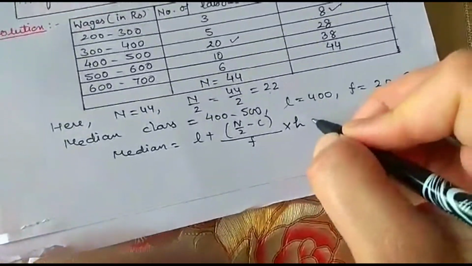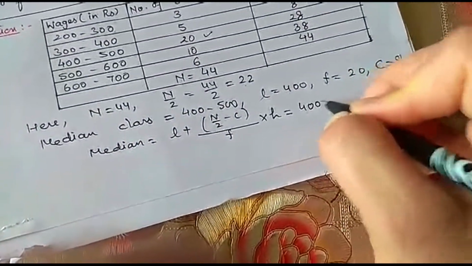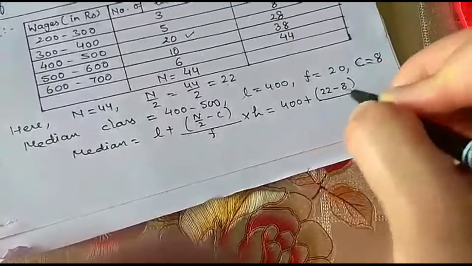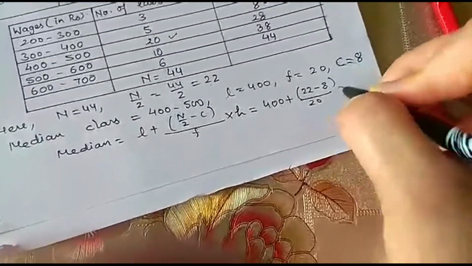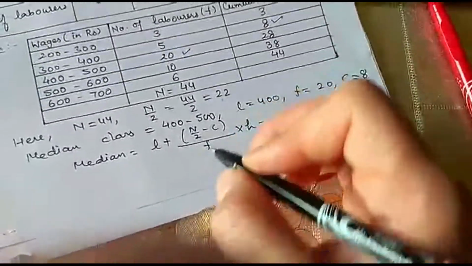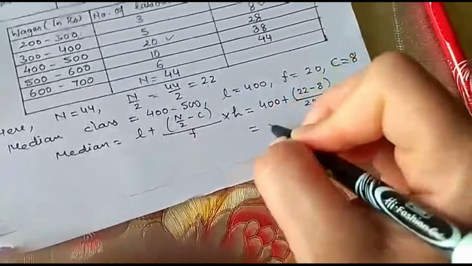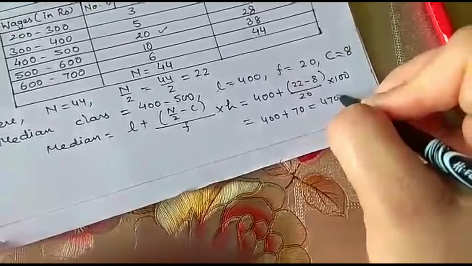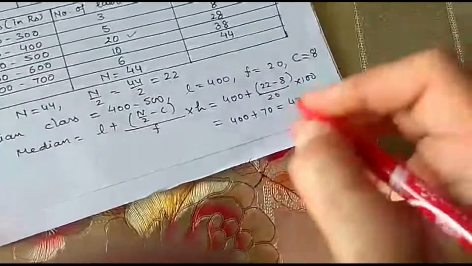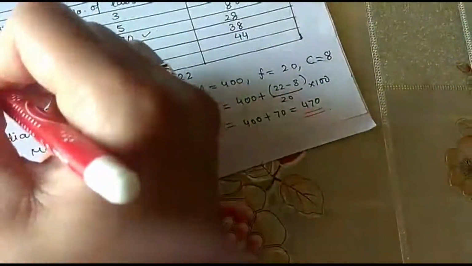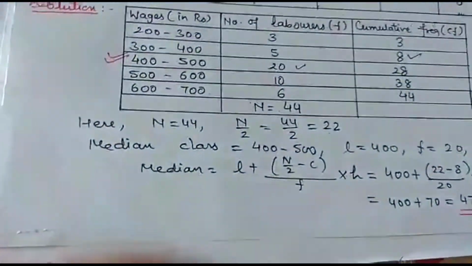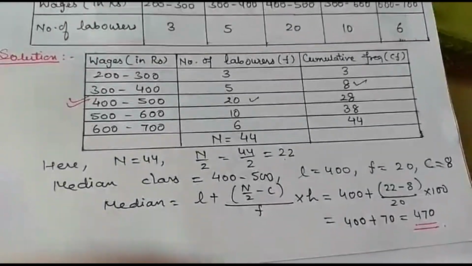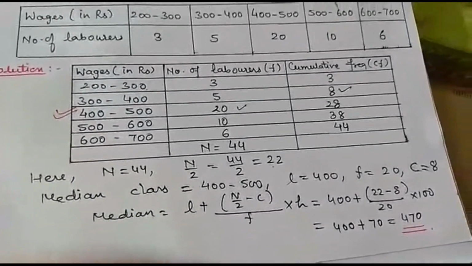So this comes out to be 400 plus (22 minus 8) whole divided by 20 into 100. So after your final calculations, it comes out to be 400 plus 70, that is 470. So this is our final answer. Okay. So in this way, we can find the median from a group frequency distribution.